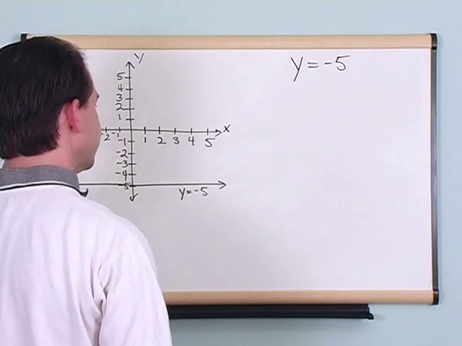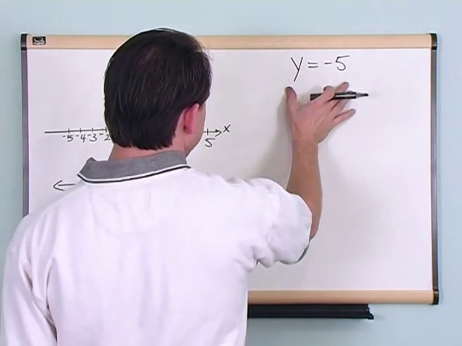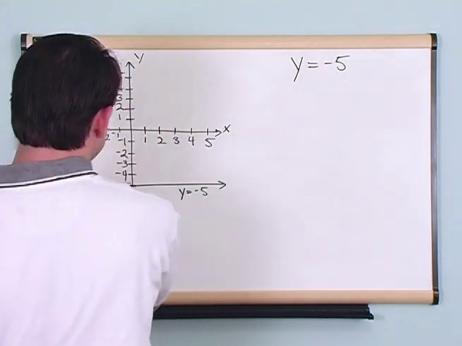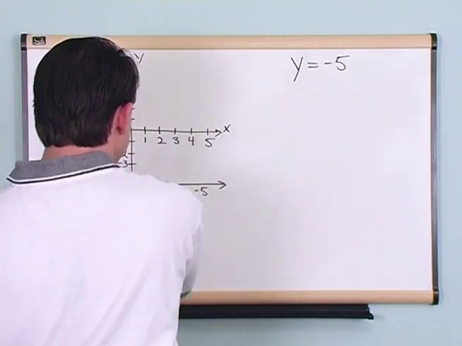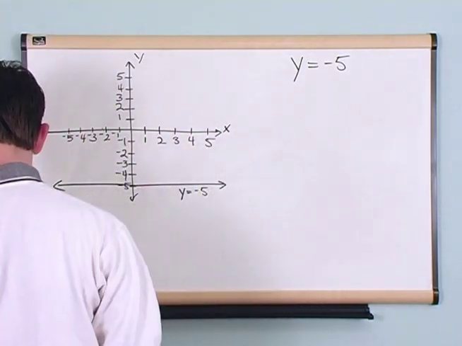And the way you can really think about it is, when you have something like y is equal to negative 5, y is the same no matter what value of x. You're always going to have negative 5 as your y value. So you draw it like that.